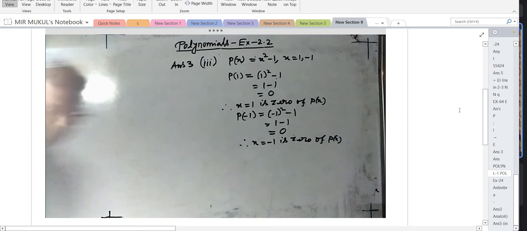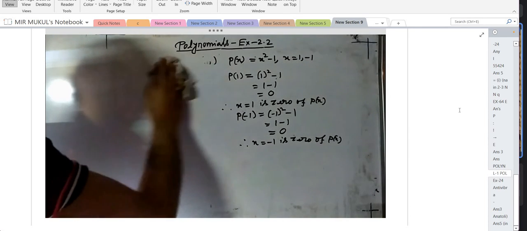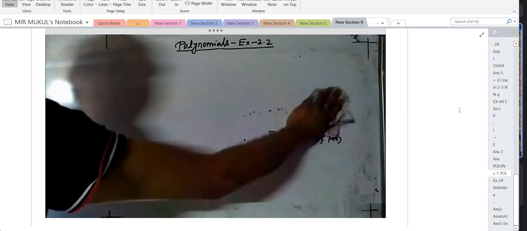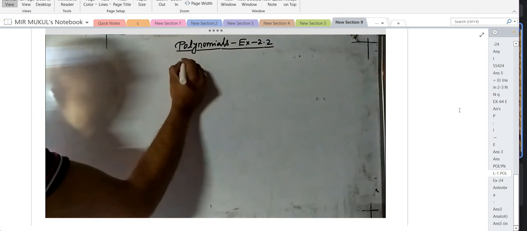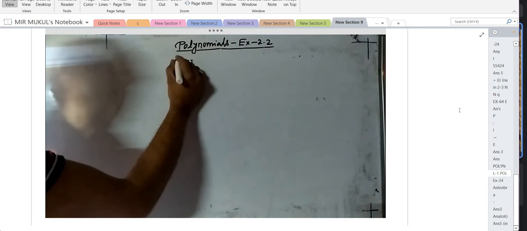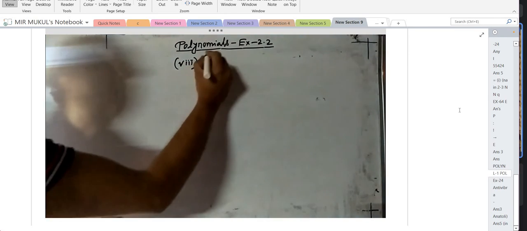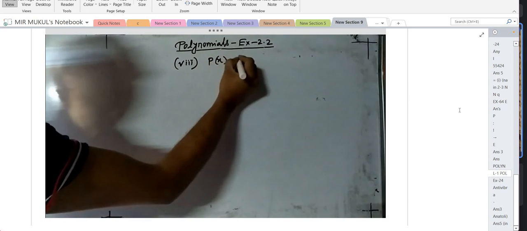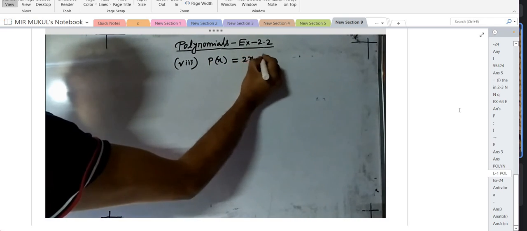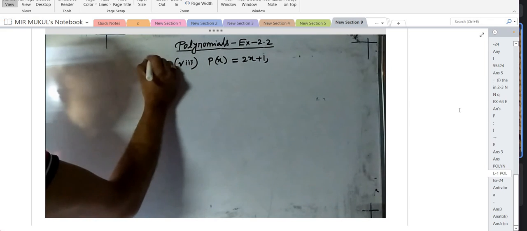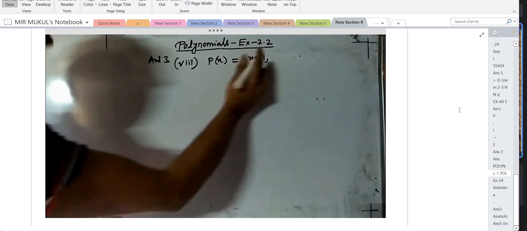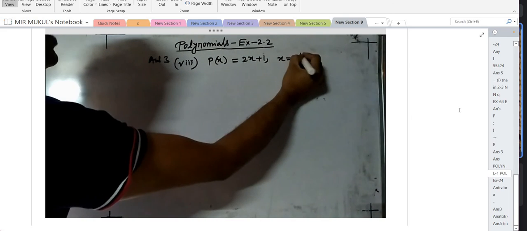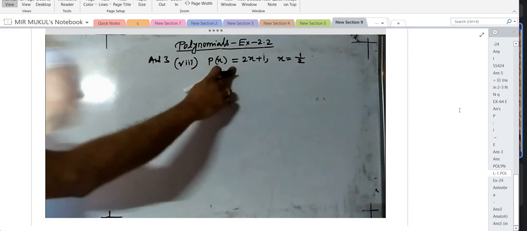Okay. Answer. One more part I am doing of question number 3, that is question number 8. Now check one more question. Question number 8. Right? Here p(x) equals to 2x plus 1. This is question number 3. Answer 3, 8th part. p(x) equals to 2x plus 1. We have to check whether x equals to 1 by 2 is a zero of this p(x) or not.